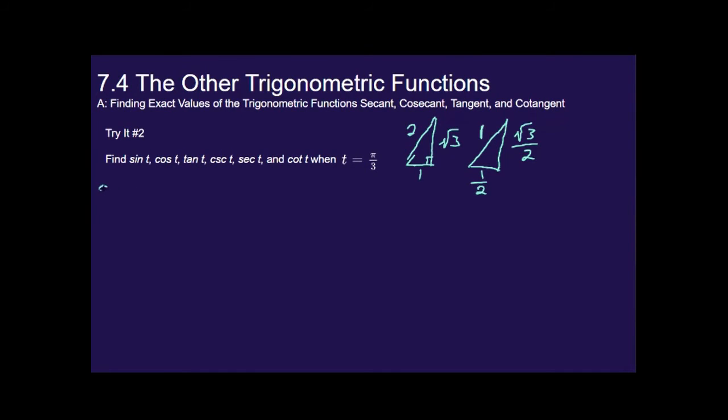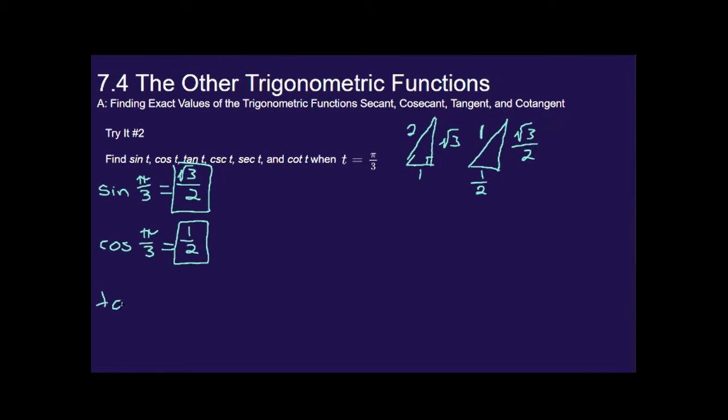So let's start with the sine of t. Actually, we don't even have to put t in here. We should be putting sine of pi over 3 in there. I should have done that on the last example. The sine of pi over 3 is equal to the y, and y is square root of 3 over 2. Okay, so that's our solution there. Then we'll do the cosine. Cosine of pi over 3 is our x, which is 1/2. Okay, there's our solution for cosine.